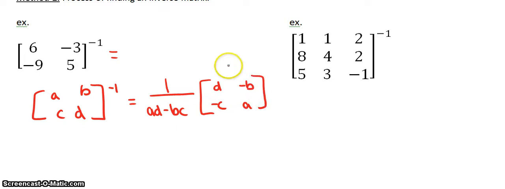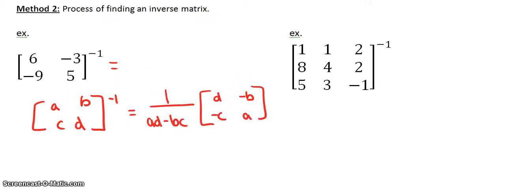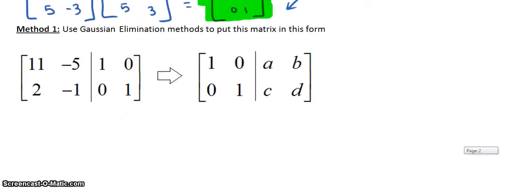Okay, so if you take a look at what happens to the matrix itself, you switch these two, so D goes here and A goes here, and then you negate B and C, so they become the opposite. Okay, and then you're going to multiply that new matrix by 1 over the product A times D minus the product of B times C. Okay, I'm going to leave this one for you to do on your own, but I'm going to apply this to the previous problem so you can see where that comes from.